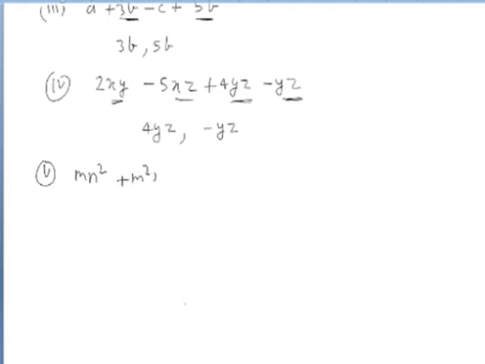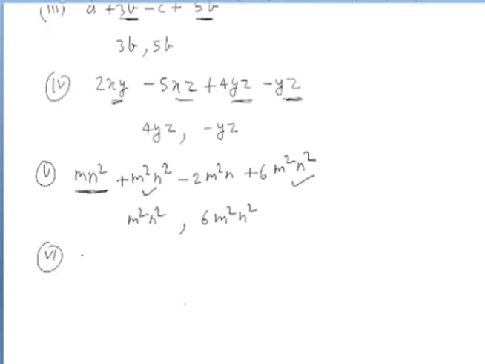Next, plus m square n square minus 2 m square n plus 6 m square n square. Okay, so here just find the similar like terms. Here is m square n square, and here is another m square n square. These are like terms. So m square n square and 6 m square n square are like terms, because the degrees are 2 plus 2, 4, and 2 plus 2, 4.